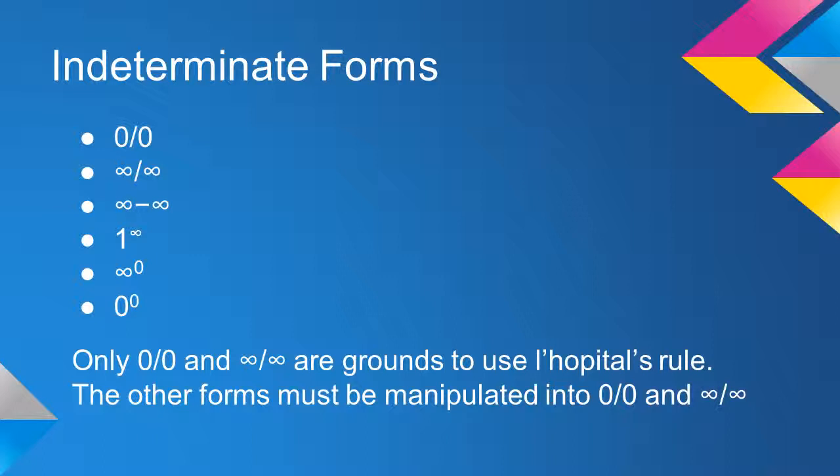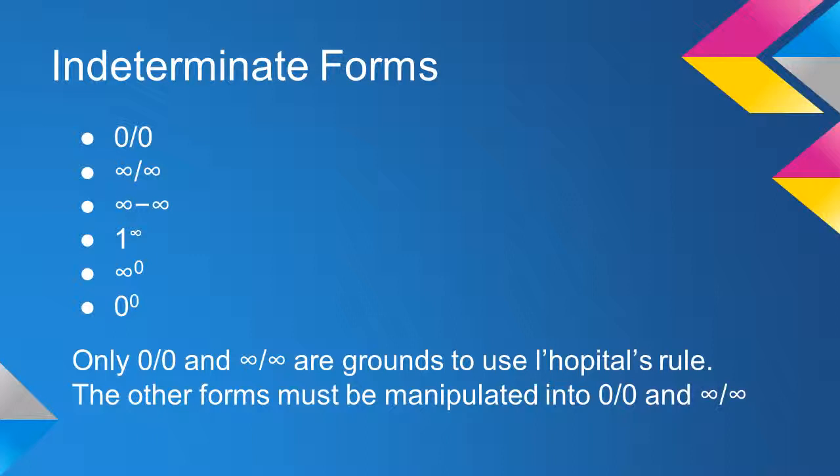So other examples of indeterminate forms other than 0 over 0 and infinity over infinity are the following: infinity minus infinity, 1 to the power of infinity, infinity to the power of 0, and 0 to the power of 0. But we can only use 0 over 0 and infinity over infinity as indeterminate forms in L'Hopital's rule. So any form other than that, for example, infinity to the power of 0, we have to manipulate the limit into the indeterminate forms 0 over 0 or infinity over infinity.